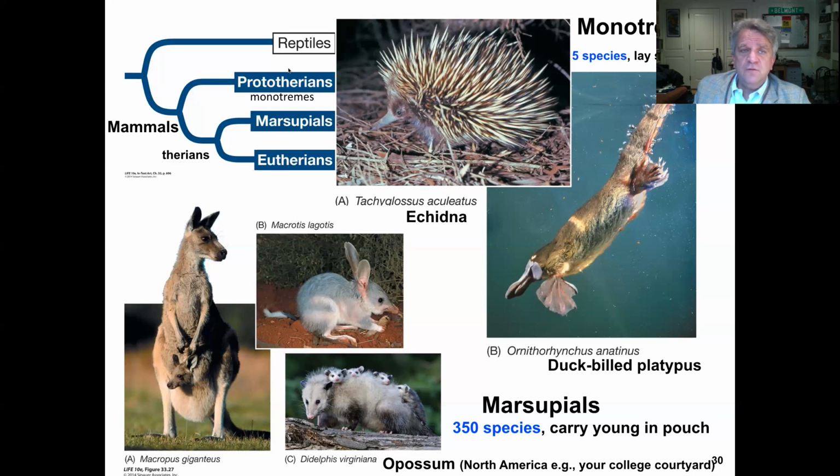So these are, again, the monotremes, your egg-laying mammals, 5 species. The echidna and duck-billed platypus are 2 of the 5 species. And then the marsupials, 350 species, typically characterized by kangaroos and the opossum.